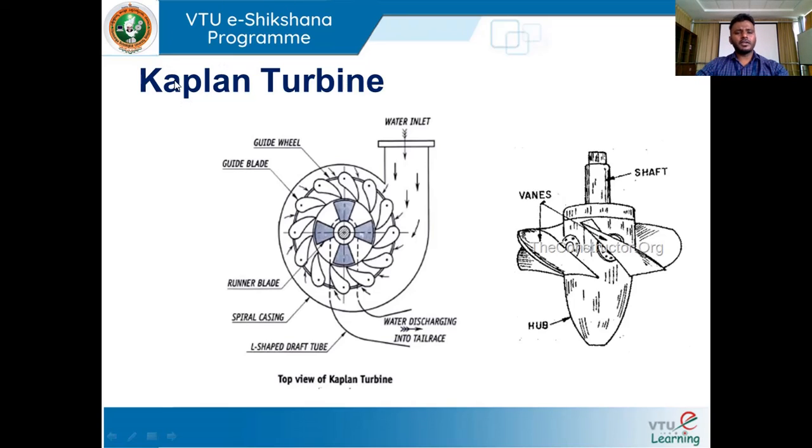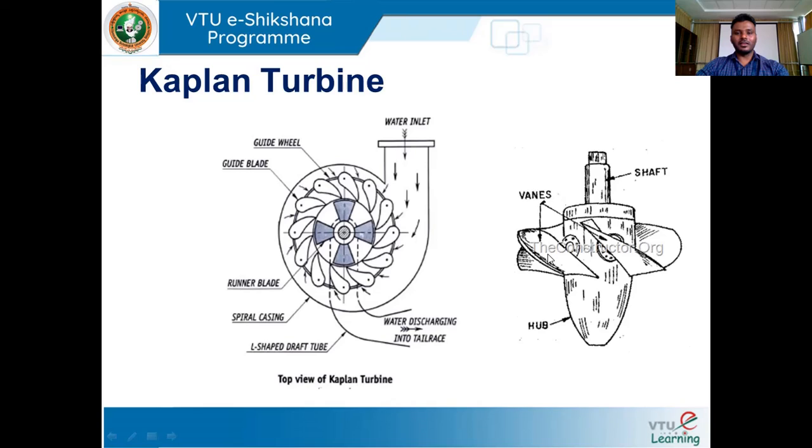So the components of this Kaplan turbine are the same as that of a Francis turbine, except the runner blade. So in the case of Francis turbine, the runner blade angle cannot be adjusted. It is mounted on a turbine wheel, so it rotates under the action of water. That's it.